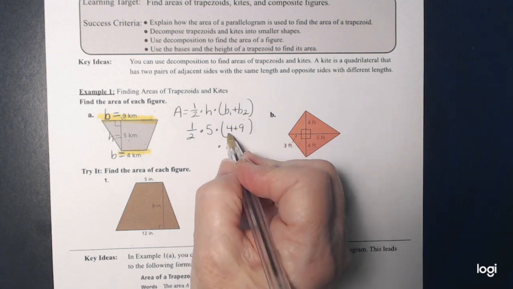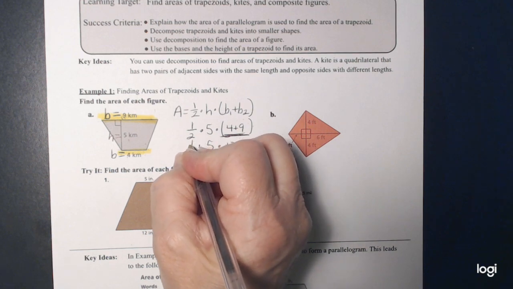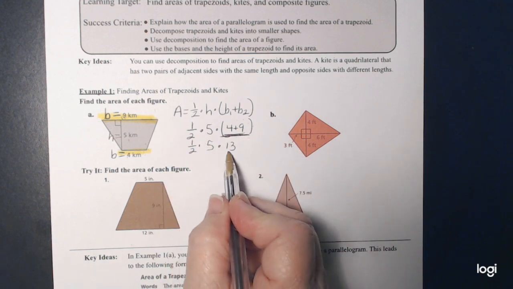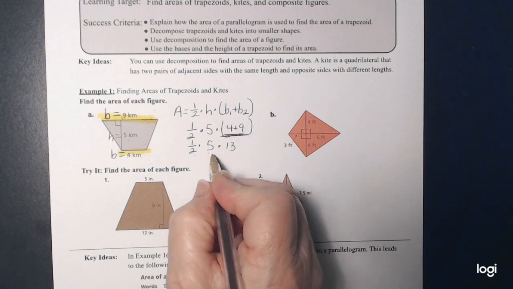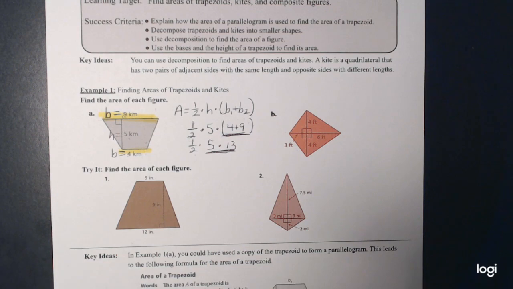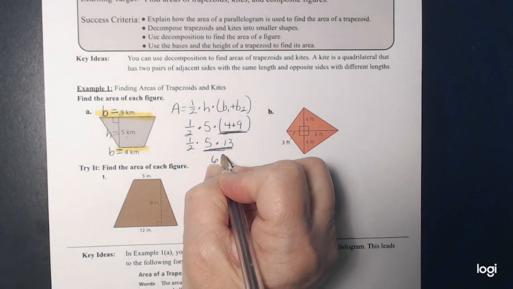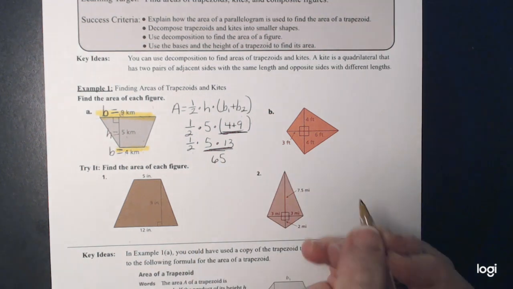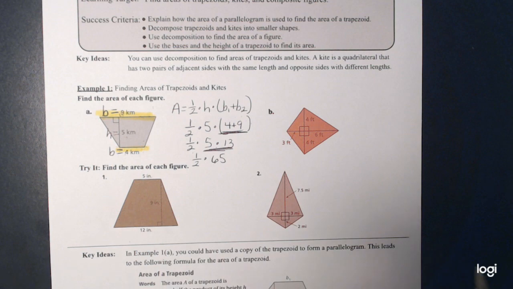And then this is finished. So we'll copy everything else down here. 1/2 of 5. I don't think we could cut 5 in half very easily. So let's go ahead and underline this side first. And let's take 5 times 13. 5 times 13 is going to give us 65. And then we have to take 65 times 1/2.